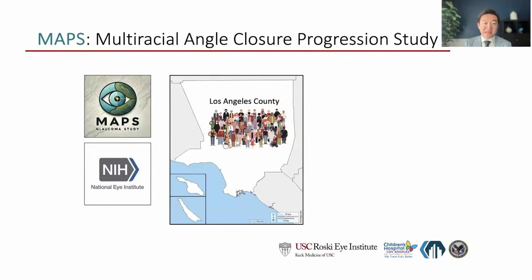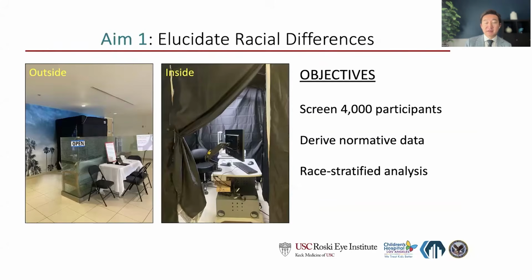Currently, in order to understand the long-term clinical implications of AS-OCT measurements, we're conducting the Multiracial Angle Closure Progression Study, or MAPS. This is a study that is funded by the National Eye Institute, and we're conducting it here in Los Angeles to take advantage of our very diverse patient population.